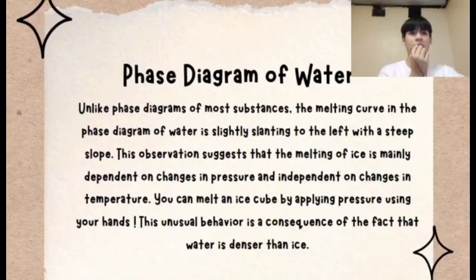Next is the phase diagram of water. Unlike phase diagrams of most substances, the melting curve in the phase diagram of water is slightly slanting to the left, with a steep slope. This observation suggests that the melting of ice is mainly dependent on changes in pressure and independent of changes in temperature. You can melt an ice cube by applying pressure using your hands. This unusual behavior is a consequence of the fact that water is denser than ice.